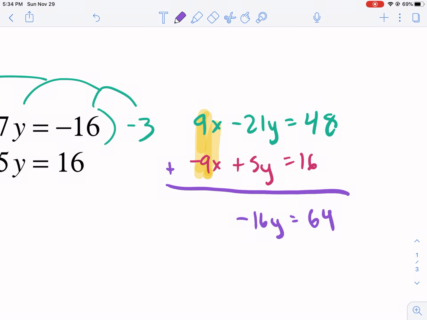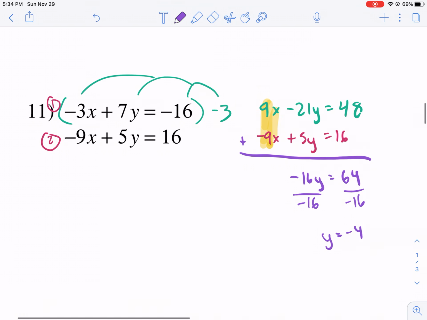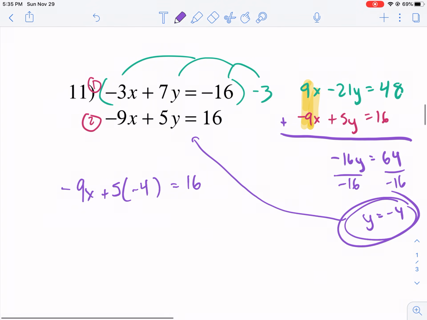So we are going to divide by negative 16 on both sides, and we are going to get y equals -4. So we're halfway there. Now we need to substitute this into either equation. I'm going to substitute in equation 2 just because it's smaller coefficient. I have negative 9x plus 5 times, that's where I'm going to insert my value, equals 16. -4, because that's what y equals. So I have negative 9x minus 20 equals 16. I'm going to add 20 to both sides. I get negative 9x equals 4.